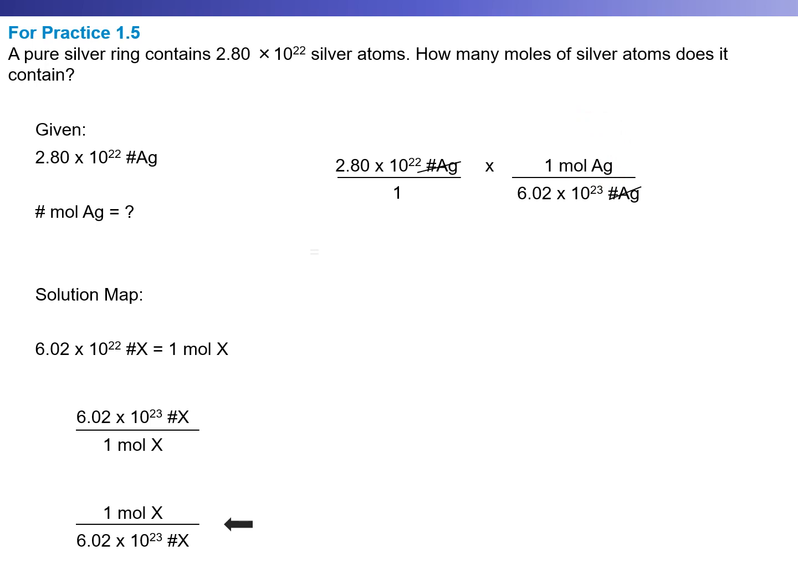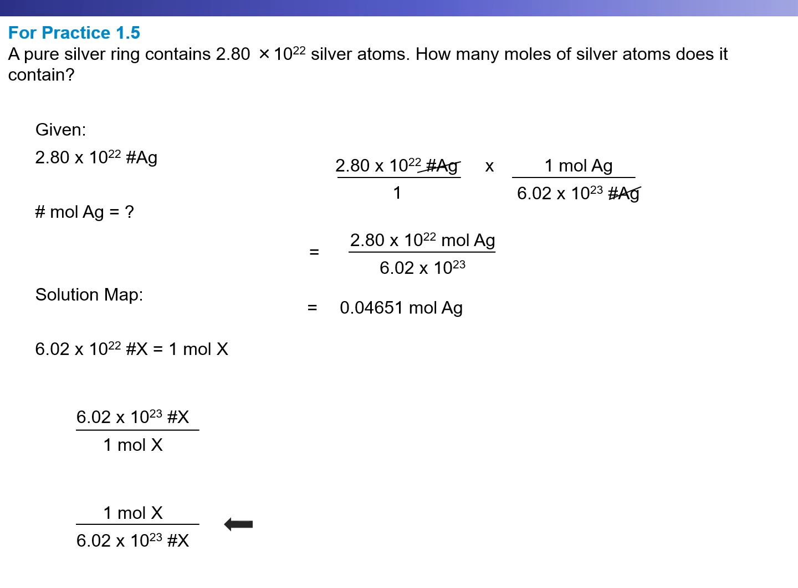So if we simplify this, we can rewrite this to say 2.8 times 10 to the 22nd moles of silver divided by 6.02 times 10 to the 23rd. Now there are no units left in the bottom. The only units that we have are moles of silver. And when we do this math, we end up getting 0.04651 moles of silver. Now this is a perfectly fine answer.